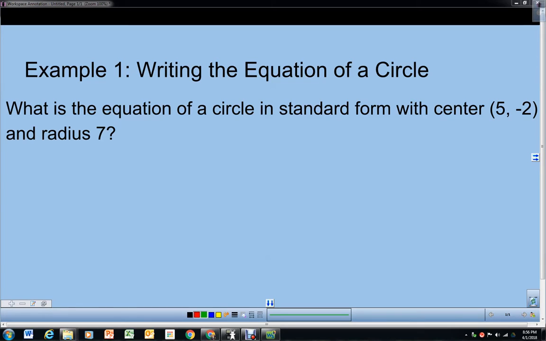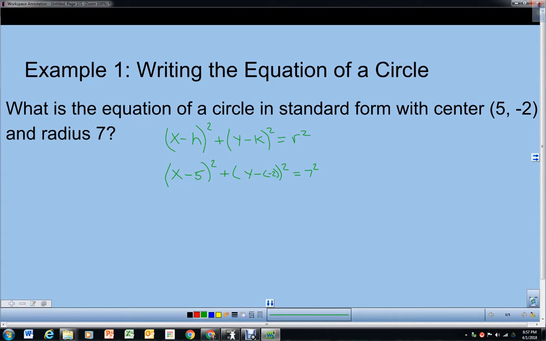So let's first take a look at our equation. It is (x - h)² + (y - k)² = r². In this case, our center is (5, -2), radius 7. We're going to plug these numbers in. So we're going to do x minus our x coordinate, which is 5. And then we're going to take our k, which is going to be our y coordinate of our center. So (y - (-2))² = 7².